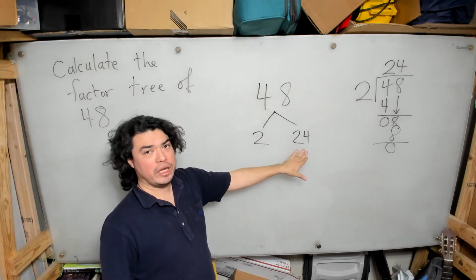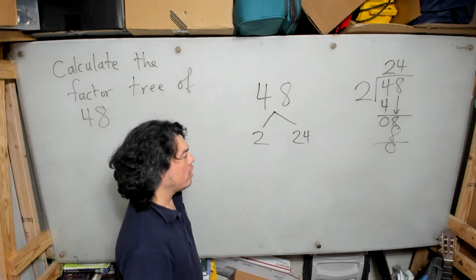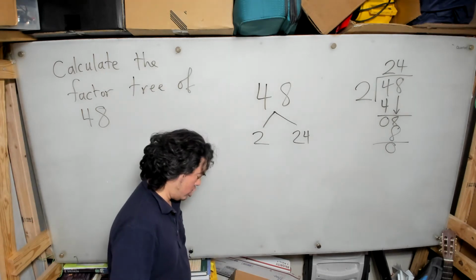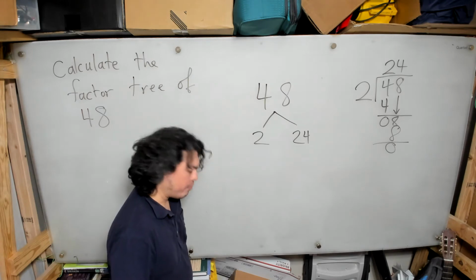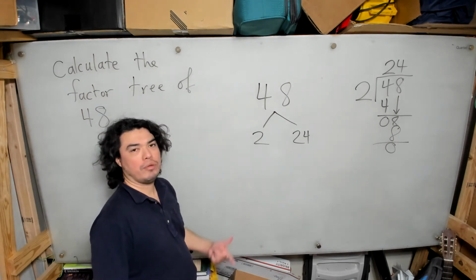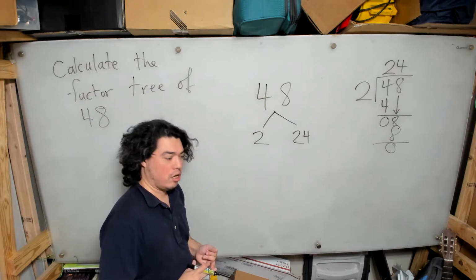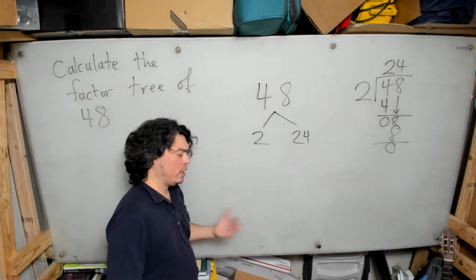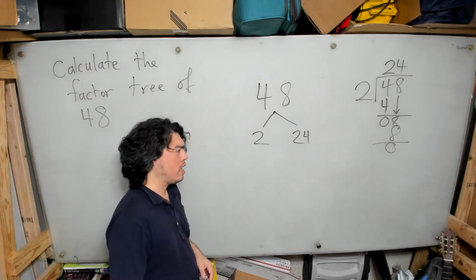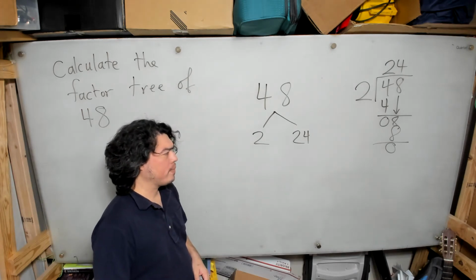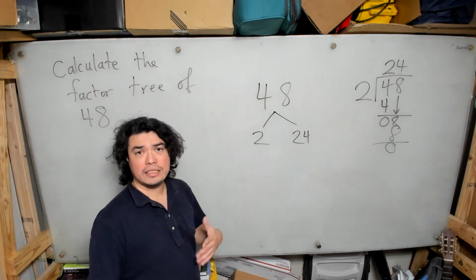what can I multiply to give me 24? Now, some of you might have mentioned, oh, it could be 2 times 12, it could be 3 times 8, it could be 4 times 6, and so on. And so, let's assume you don't know that.